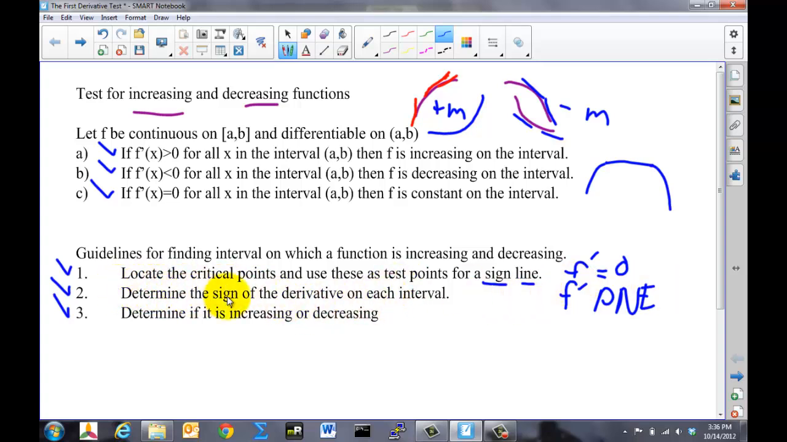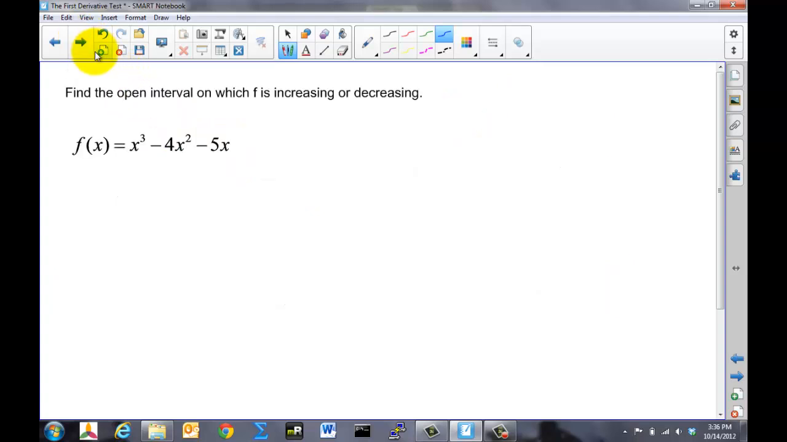Next thing we need to do is determine the sign of the derivative on each interval of our sign line. And then by that, we can look back at our three rules here and determine if it's an increasing or decreasing function on that particular region. So that's what we're going to be doing today. We're going to be learning to test whether this function is increasing or decreasing on specific intervals. And let's look at an example to help us determine this.